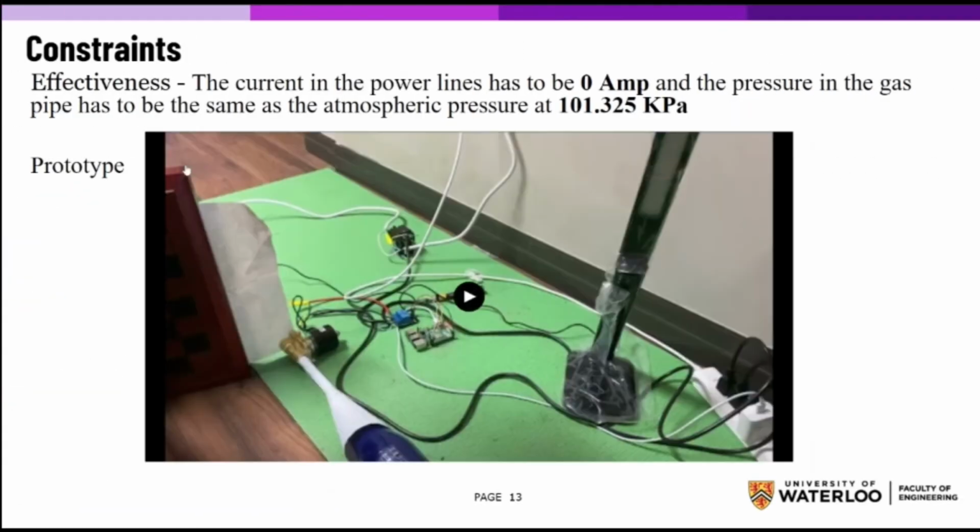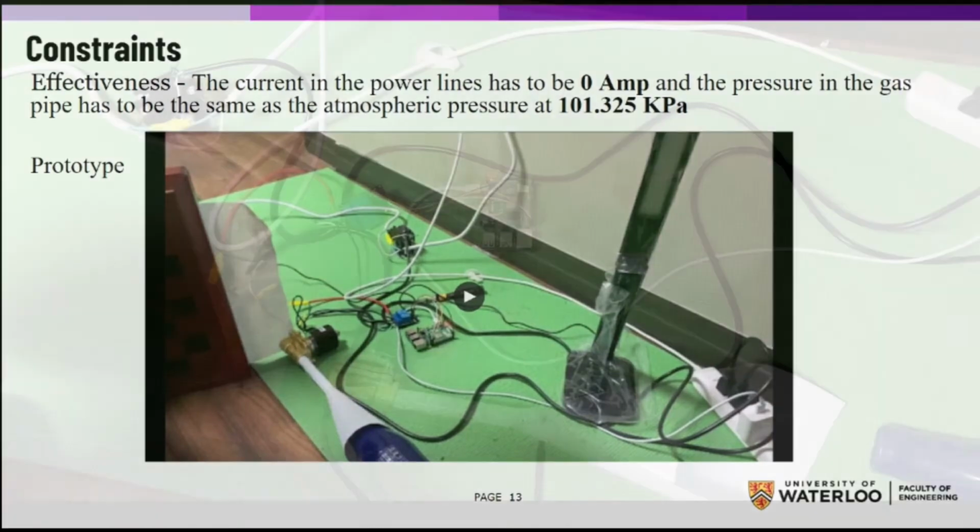And for the effectiveness, the constraint is that the current in the power lines has to be 0 amps, and the pressure in the gas pipe has to be the same as the atmospheric pressure, which means both the contactor and the solenoid valve should be able to completely cut off our gas and electricity supply.